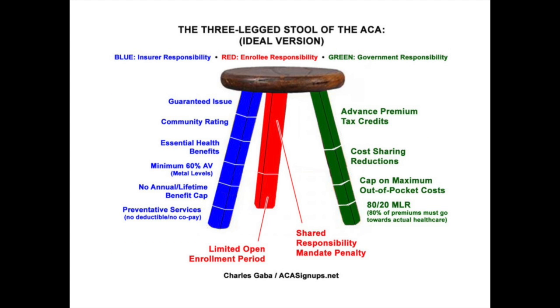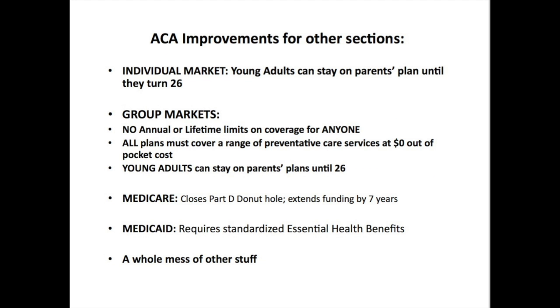And that's the three-legged stool as it was ideally supposed to look. How it actually turned out is a little different, which I'll get to in a later video. There's a bunch of other stuff in the ACA as well, including the co-ops and other things like young adults being allowed to stay in their parents' plans until they turn 26, the ban on annual or lifetime limits and the requirement for preventative services on the group market, the closing of the Medicare Part D funding donut hole glitch, the extension of the Medicare Trust Fund by 7 years, Medicaid requiring essential health benefits, and so on and so forth. But I'll leave it at that for now.